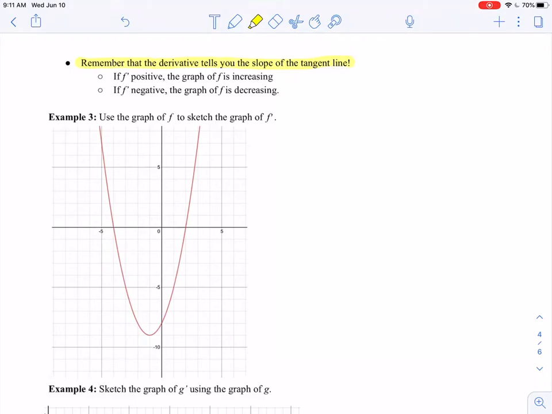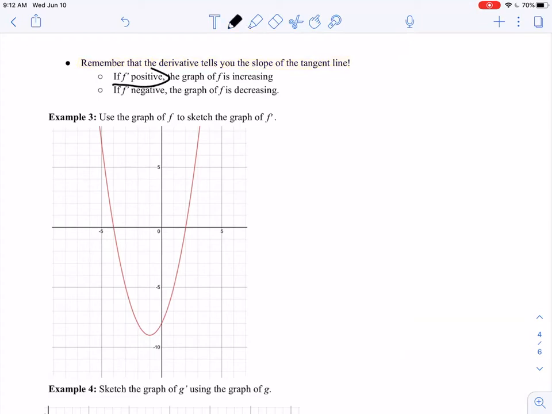I think that this is the most important interpretation of the derivative for our class. Because if we understand what the derivative is doing at a certain point, we can understand what the original function is doing at that point, and vice versa. If I understand the behavior of the function, I can then also say something about the derivative. So let's talk about what that means here.